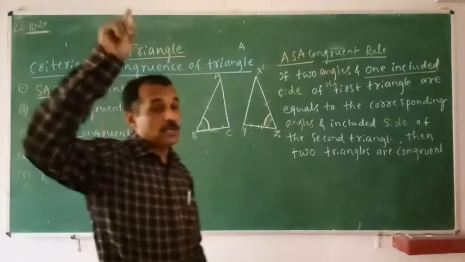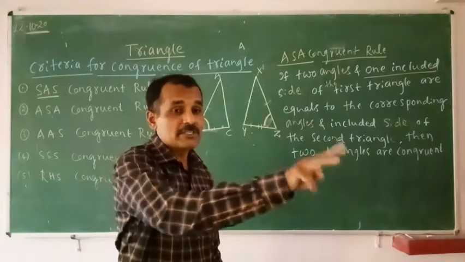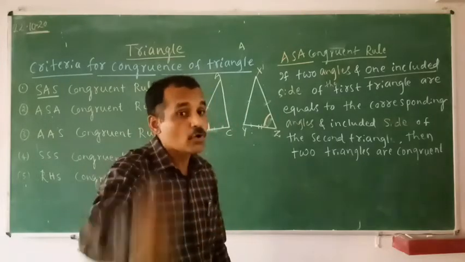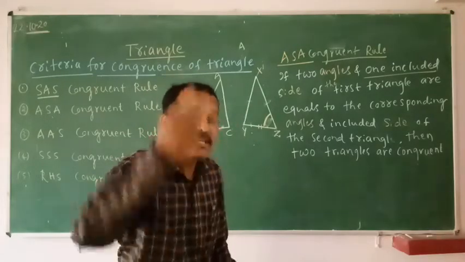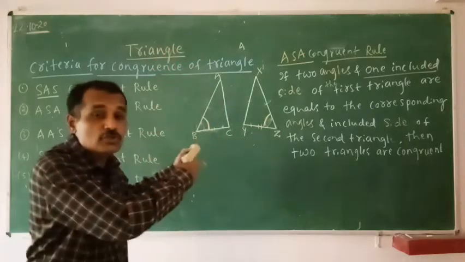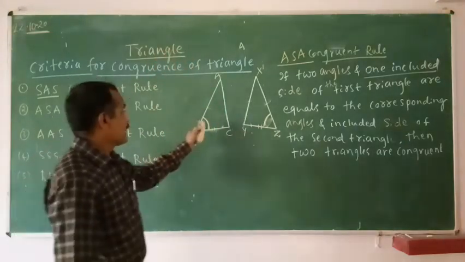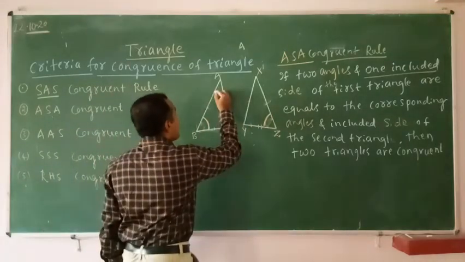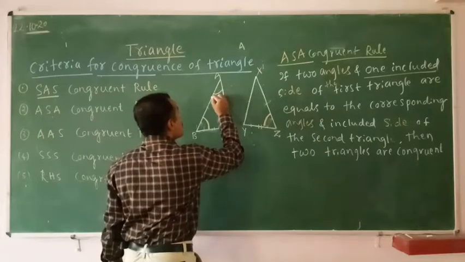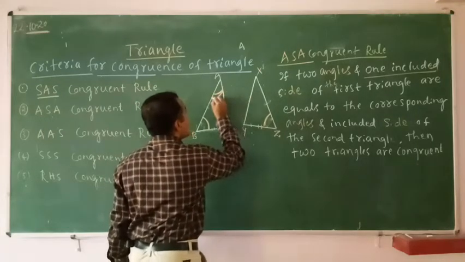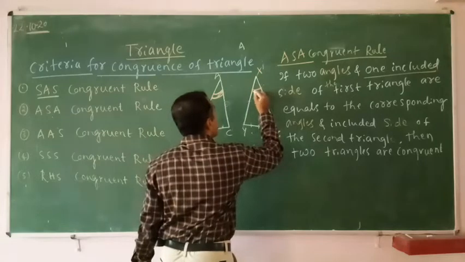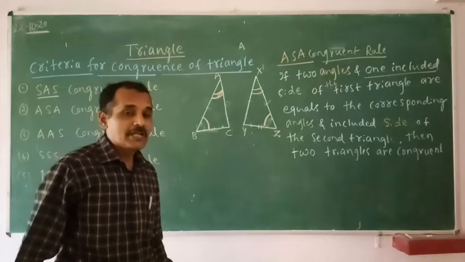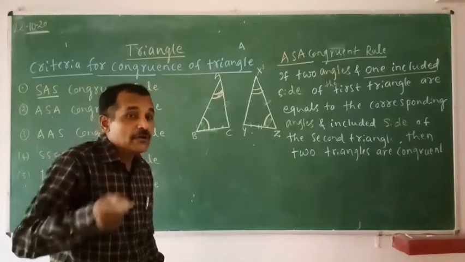My dear children, first of all I have told you three things from the first triangle and three things from the second triangle must be equal. Then only we can say the triangles are congruent. But what are those three things required? That I am going to tell you. Angle B is equal to angle Z. Further I am giving you angle A is equal to angle X. My dear children, can you tell me now which is the side I have to choose?